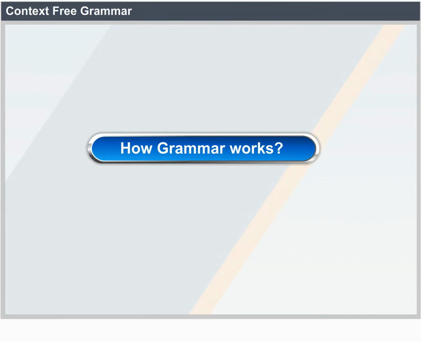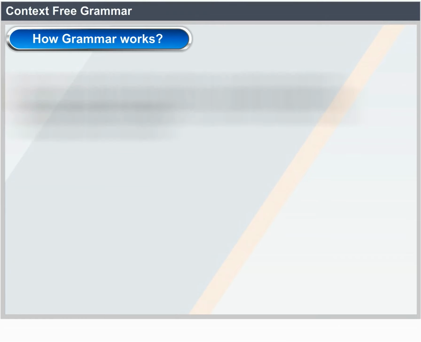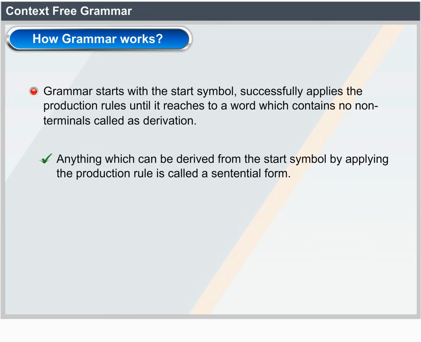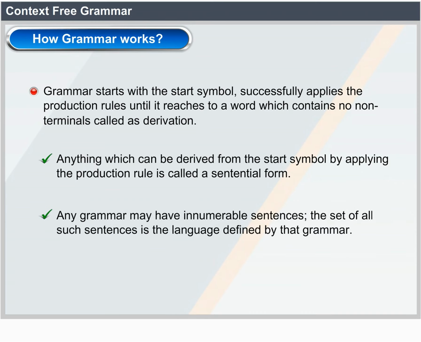How grammar works. A grammar starts with the start symbol and successively applies the production rules until it reaches a word which contains no non-terminals, called a derivation. Anything which can be derived from the start symbol by applying the production rules is called a sentential form. Any grammar may have innumerable sentences. The set of all such sentences is the language defined by that grammar.